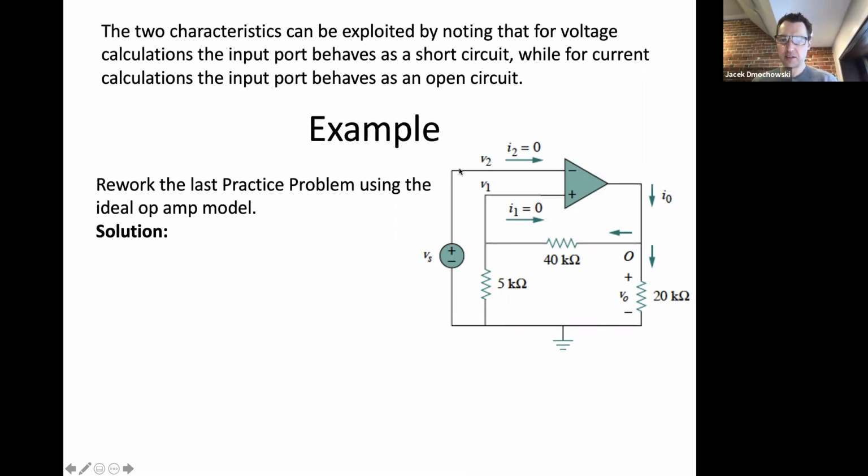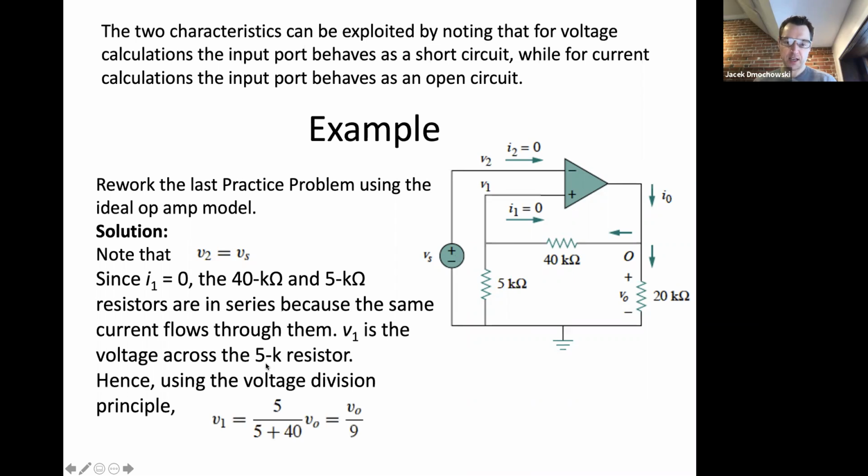So this node is sitting at VS, which means that this node will magically also be sitting at VS, okay? So the first thing to know is that V2, the voltage here, is equal to VS. And that's just a property of batteries. This node is at 0, and there's a voltage rise of Vs, so V2 is equal to Vs. That's step one.